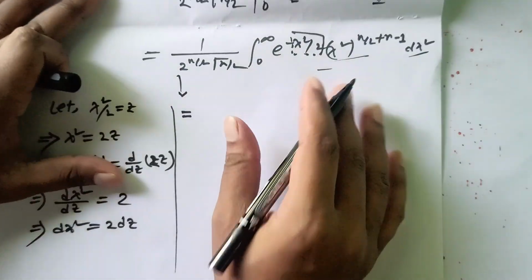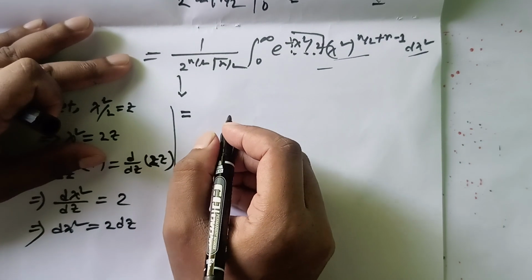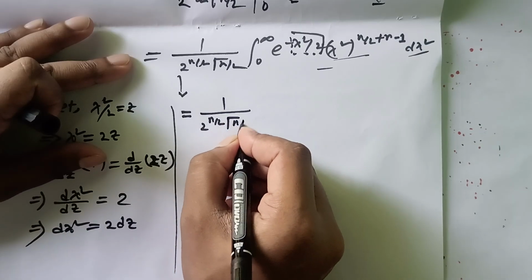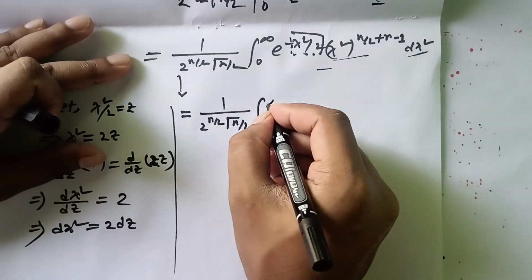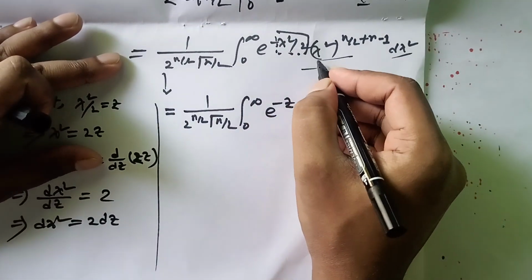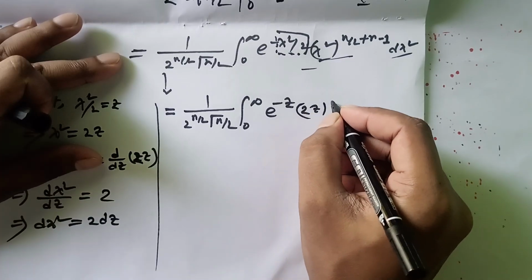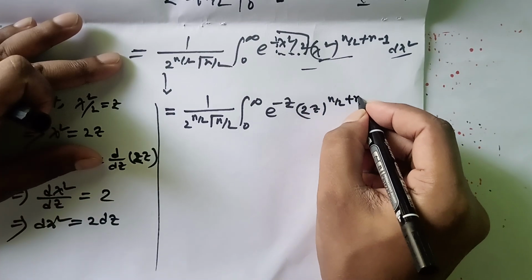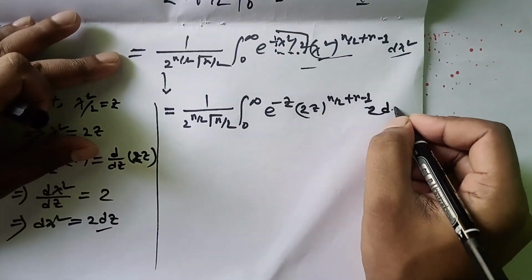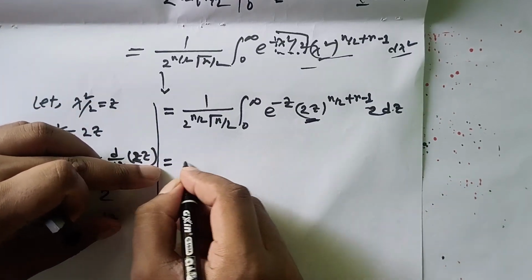Now we can write 1 by 2 to the power n by 2 gamma n by 2, 0 to infinity, e to the power minus z, because this part is z now. Chi-square is 2z, so 2z to the power n by 2 plus r minus 1, and d chi-square is 2 dz. Fair enough, so we will expand this part now.